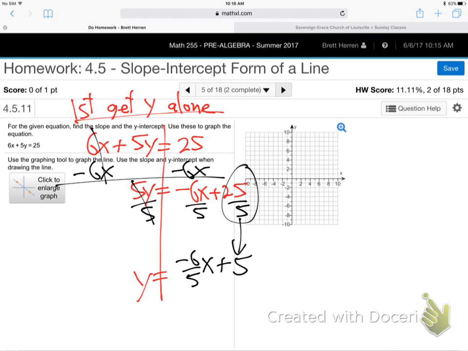Is that good on that? So now, can you graph it from there? Now that we have y alone, we can do our graphing technique. Let's go ahead and graph it.